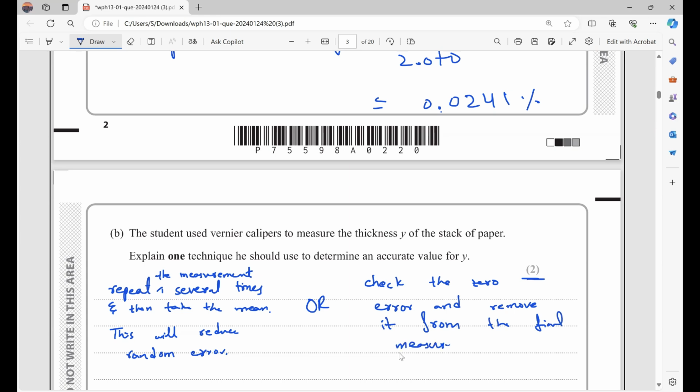Again, this is a 2 marks question, so this just counts as 1 point. You need to say something else as well, like how would it give you an accurate value? So this will reduce the systematic error. Systematic error, like an error inherent to the system. I hope that's clear.